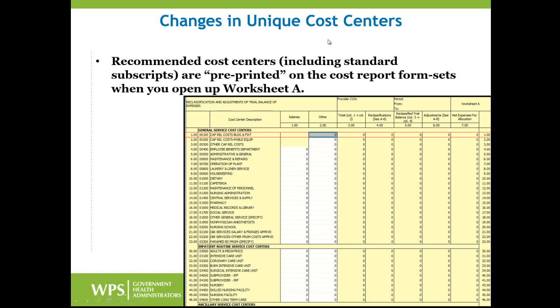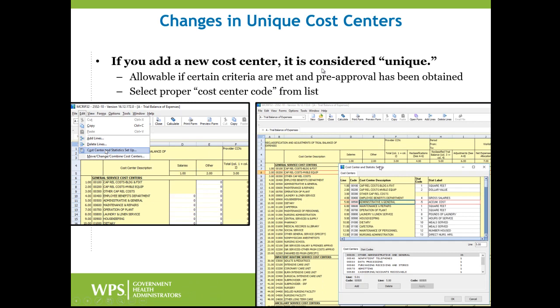This topic is about changes in unique cost centers. The ones that are listed right here are not unique. If a provider decides to include new cost centers that are not listed, those are the unique cost centers that require pre-approval. So if you add any new cost center, it's considered unique, and it can be allowable. You can have several more cost centers if you have a more sophisticated cost accounting system. It does require pre-approval.